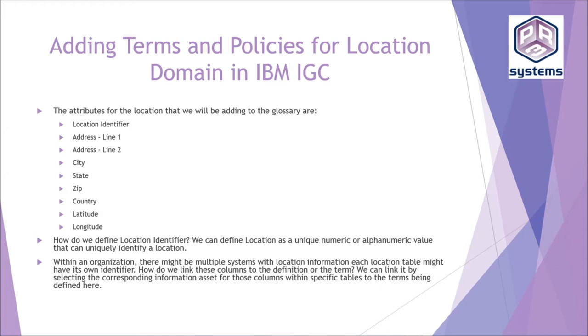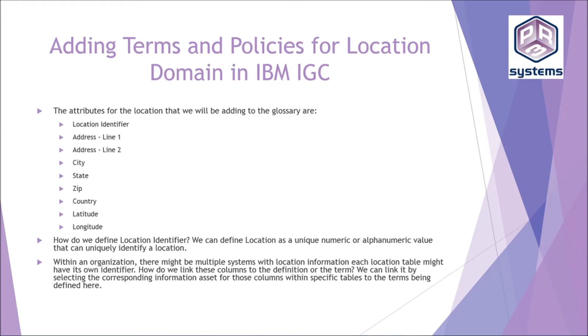First of all, we need to identify the attributes for this domain. So we need to define a category called location, and within that we choose these attributes. The attributes are location identifier, address line 1, address line 2, city, state, zip, country, latitude and longitude. We'll just focus on location identifier, and once you know exactly how to handle location identifier, you can repeat the process for other attributes.